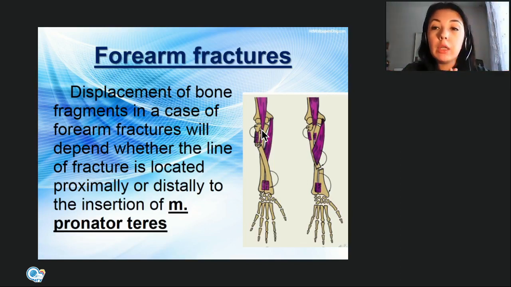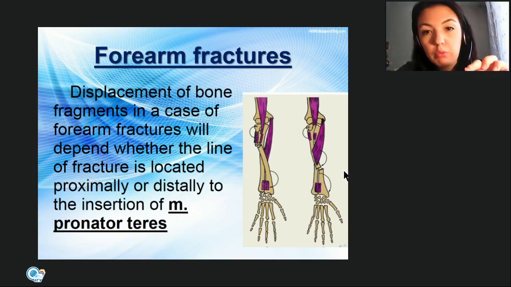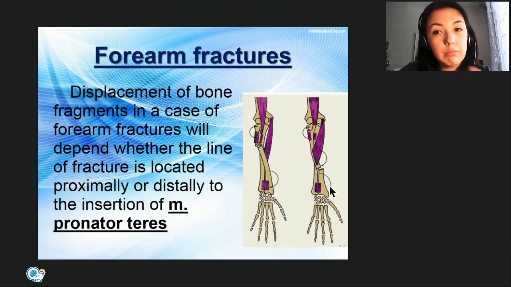If pronator teres muscle is inserted to the central end, like the line of the fracture is below the insertion of musculus pronator teres, then both of them will be slightly pronated. There will not be such a severe displacement as in this case. In this case, displacement will be much more significant than here.